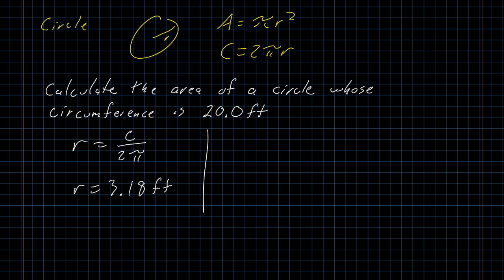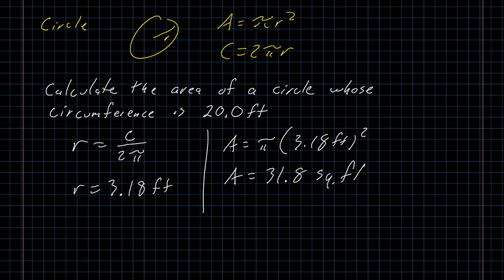Be careful punching that into your calculator. Make sure that you're dividing by both 2 and pi here. That is an easy place to make a mistake. And then the area is pi times the 3.18 feet that we just calculated squared. So pi times previous answer squared. My calculator is going to tell me that that comes out at 31.8 square feet.